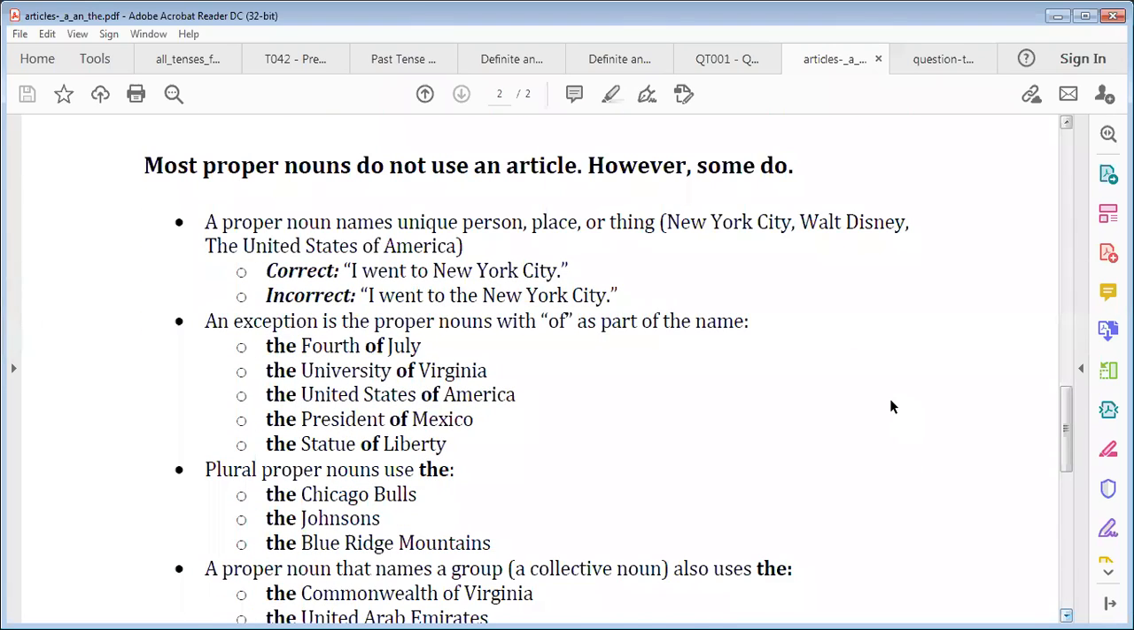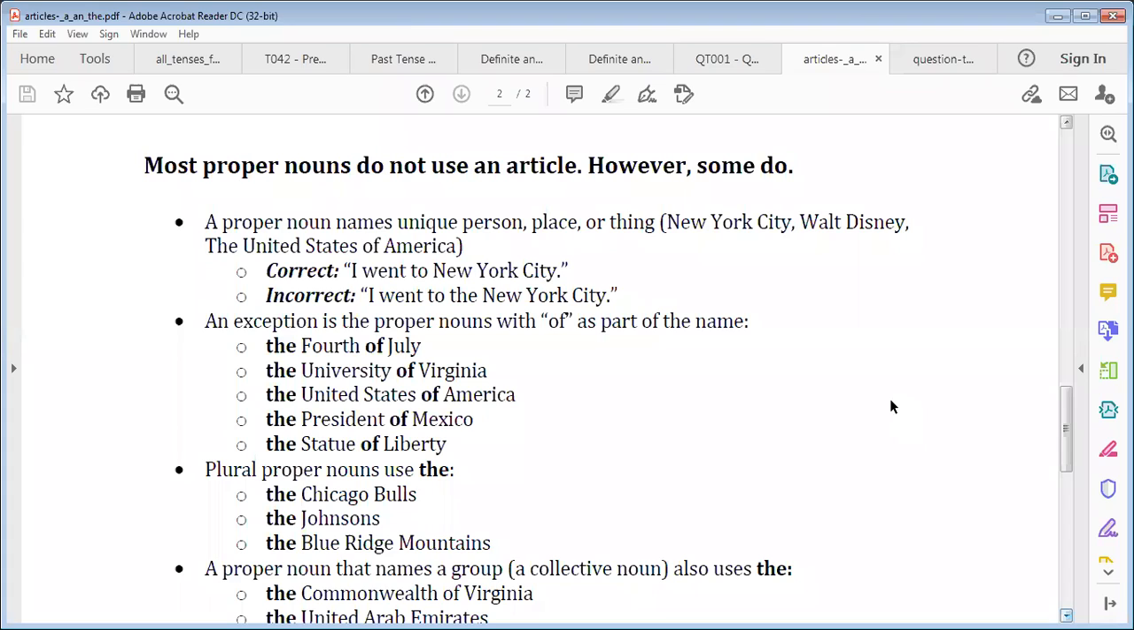Most proper nouns do not use an article, however, some do. Okay. Generally, proper nouns are not used with articles. But a few of them are. Which are those? A proper noun names a unique person, place, or thing. So, I went to New York City. I went to the New York City. Okay, so we don't use the.